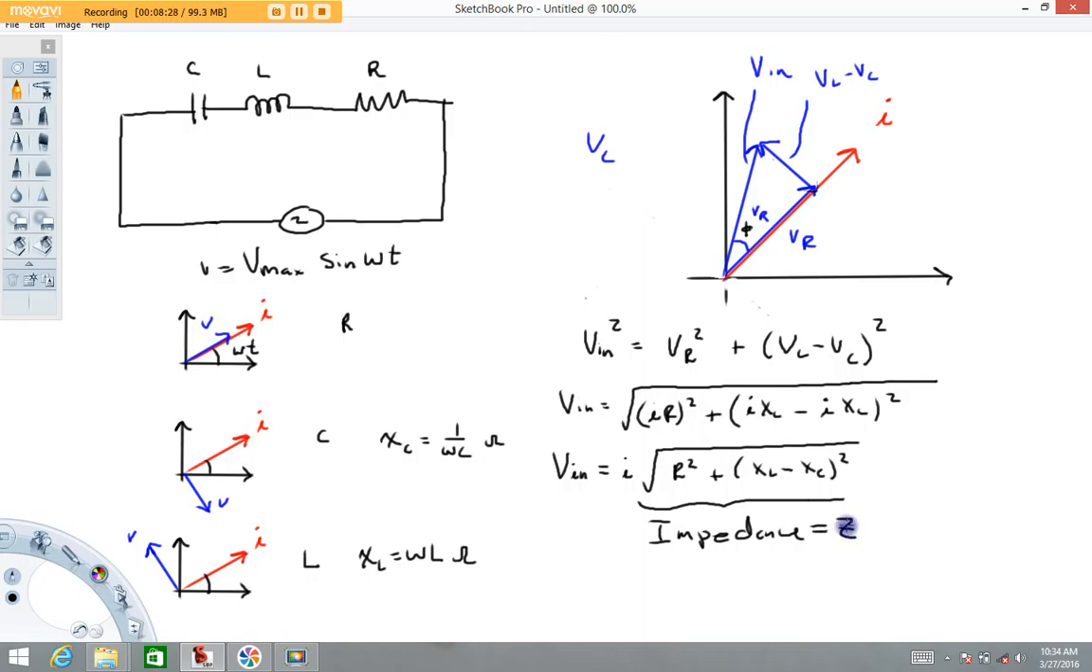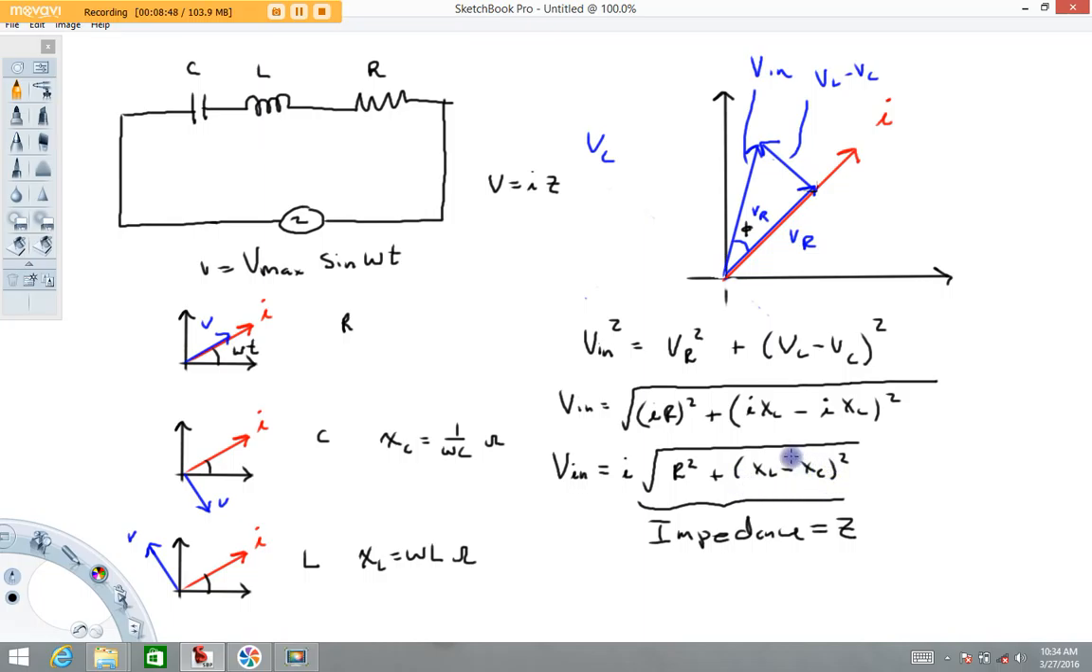So when you apply Ohm's law to the entire circuit, it looks like this. Voltage equals I times Z, where the Z you get from here, square root of R squared plus (X sub L minus X sub C) squared. Another important thing to point out is that the impedance here is a minimum when these are equal to one another.